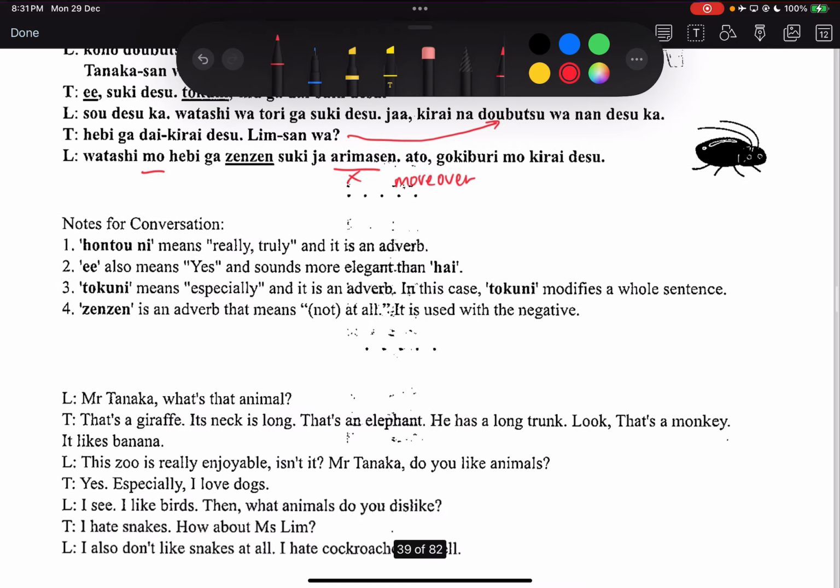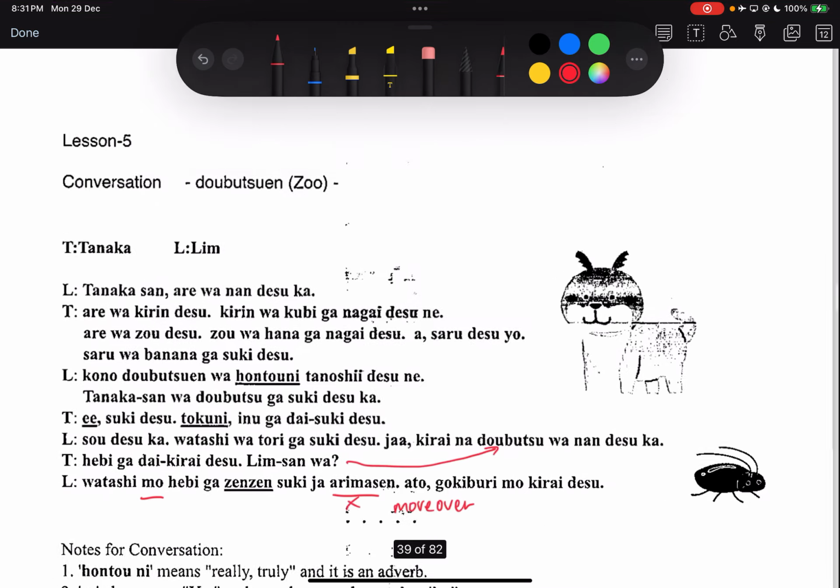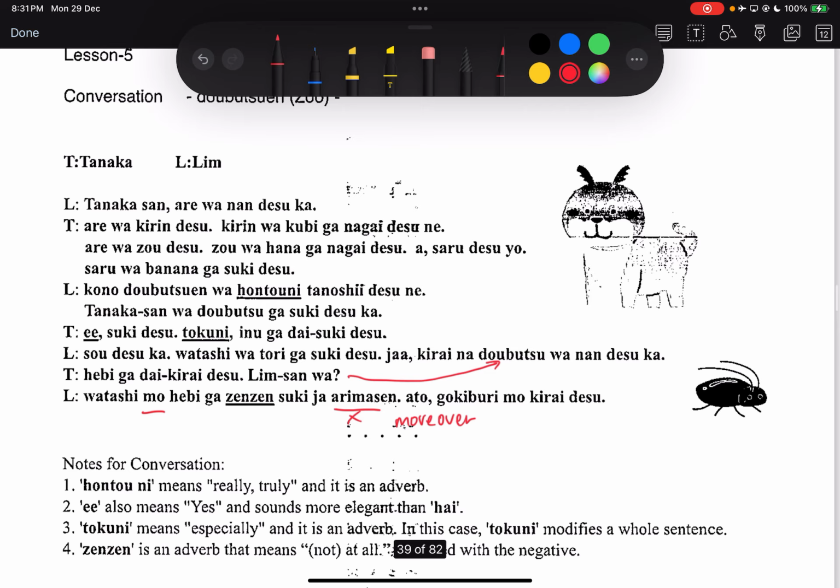Right, so the notes for the competition is everything I explained already. Everything is okay. Anybody want to volunteer and try to read the passage? Okay, you can do Tanaka. Lim, start first.